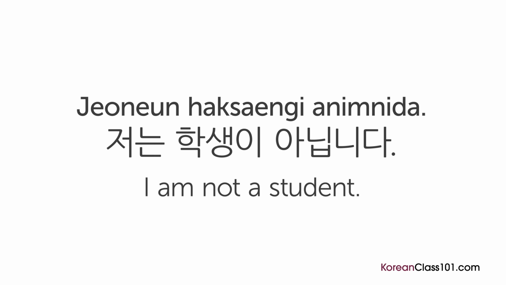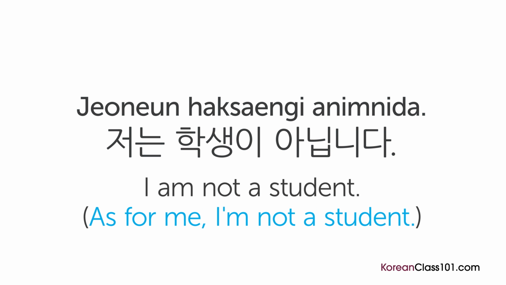An important thing to remember is that Korean often contains double subjects, with one being marked by the topic marker and the other marked by the subject marker. For example, 저는 학생이 아닙니다, meaning I'm not a student. It has two subjects, 저, meaning I, and 학생, meaning student. The topic of the sentence is 저, meaning I, so it uses 는, the topic marking particle. 학생, student, is the subject, so it uses the subject marking particle 이. This can be translated as for me, I'm not a student.